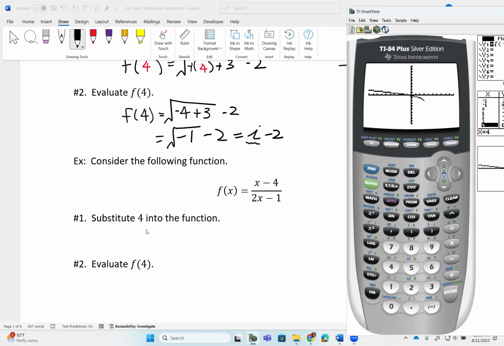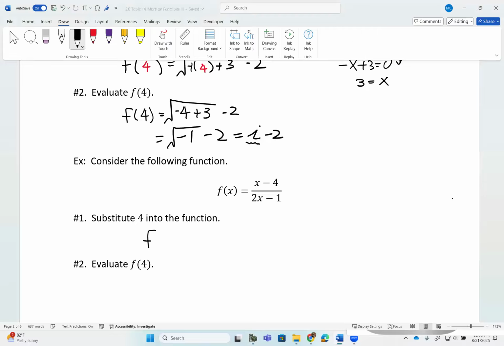So this is a rational function. Substitute 4 again into the function. So that will be f of 4. This term x doesn't have anything with it. It's just a straight up x. So I'm just going to write a 4 there. So 4 minus 4 in the numerator is going to be 0. 0 divided by anything is going to be 0. 2 times 4 is 8, minus 1 is 7.